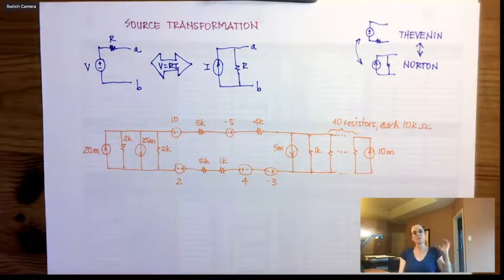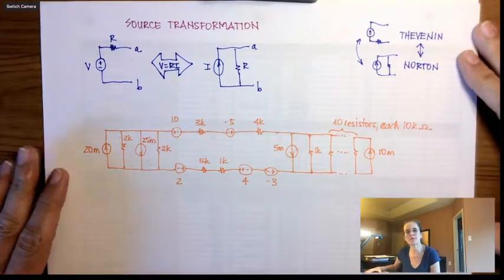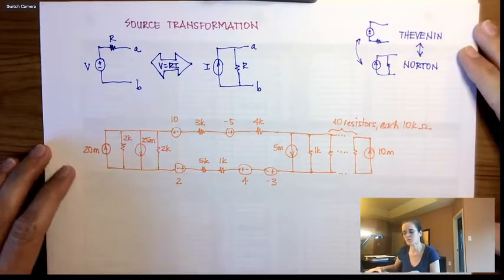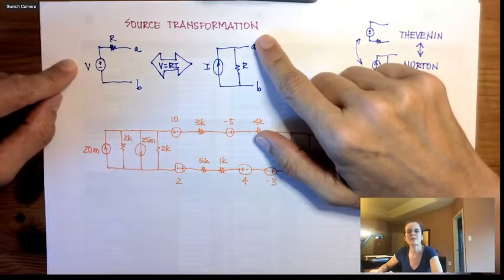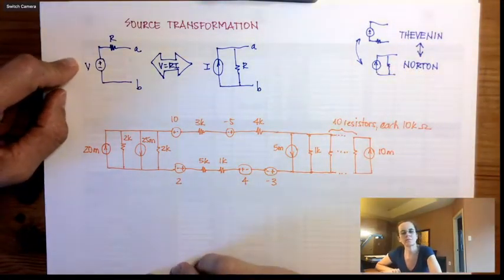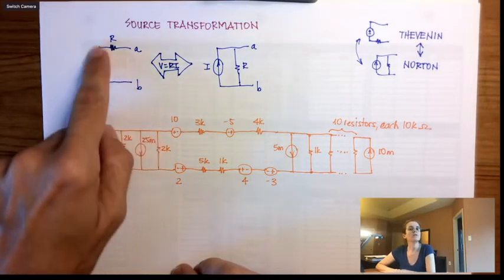So in 2021, instead of teaching source transformation, I spent a class solving Northern Mesh. So I am posting these two videos here to catch up, to help the class in source transformation. It's a very intuitive and very useful concept that you can have any circuit or any part of a circuit.